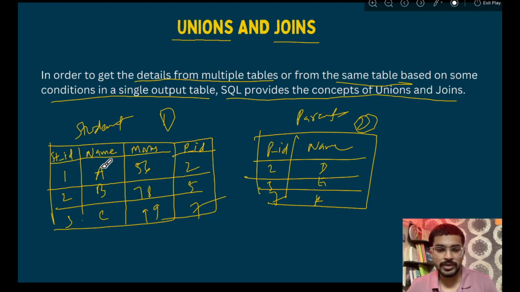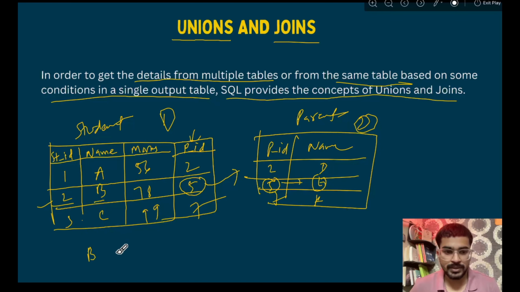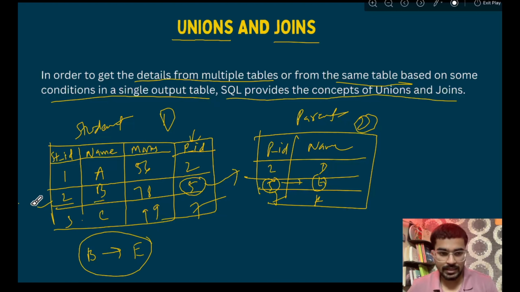I want you to get the parent name of student id 2, or the student having the name b. I want the name of his or her parent. What you can do is refer to the name b or the student id 2, and refer to the column called parent id, which is 5. Now you go inside the parent table. Inside the parent table, for parent id 5, the name of that parent is e. So you can say the parent of b is e. This is for the single student that I am getting.